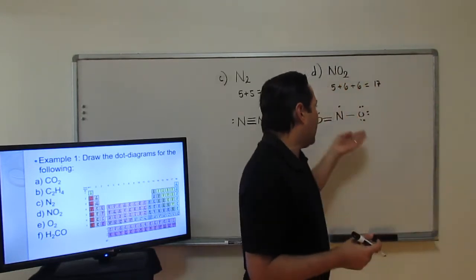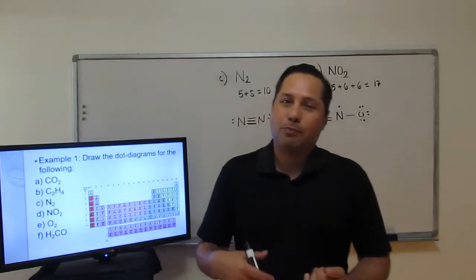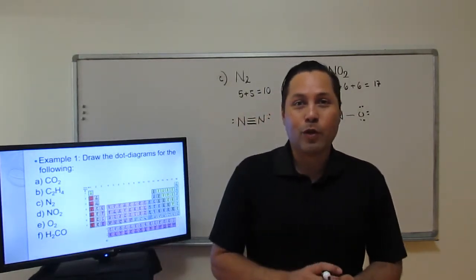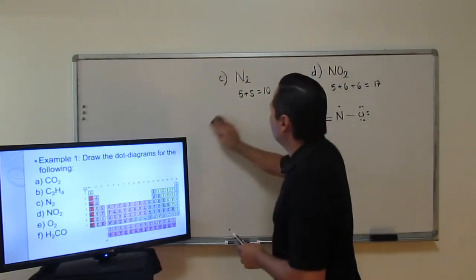In this example, it cannot follow the octet rule. It gets stuck with 1 electron. It's nitrogen. Nitrogen is a little bit strange. So, there we go. We got into one of the exceptions. Alright, let's move along to letter E.